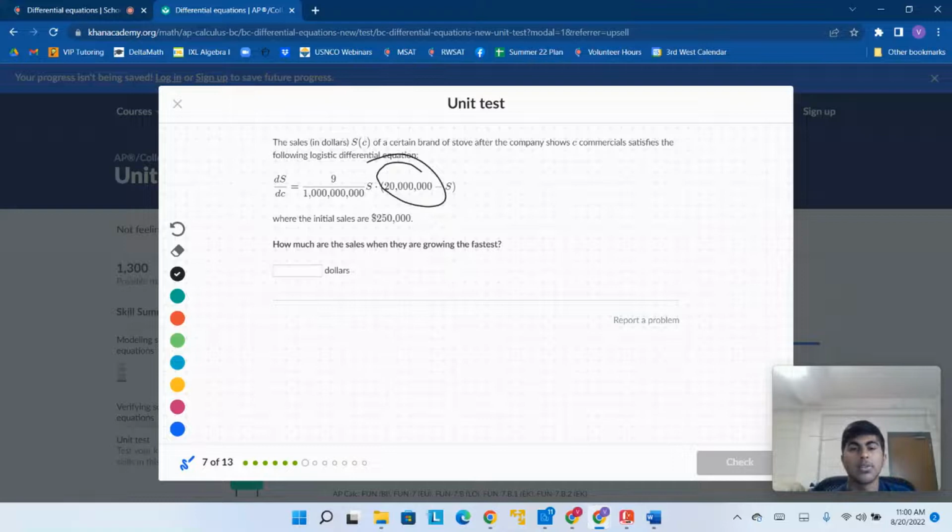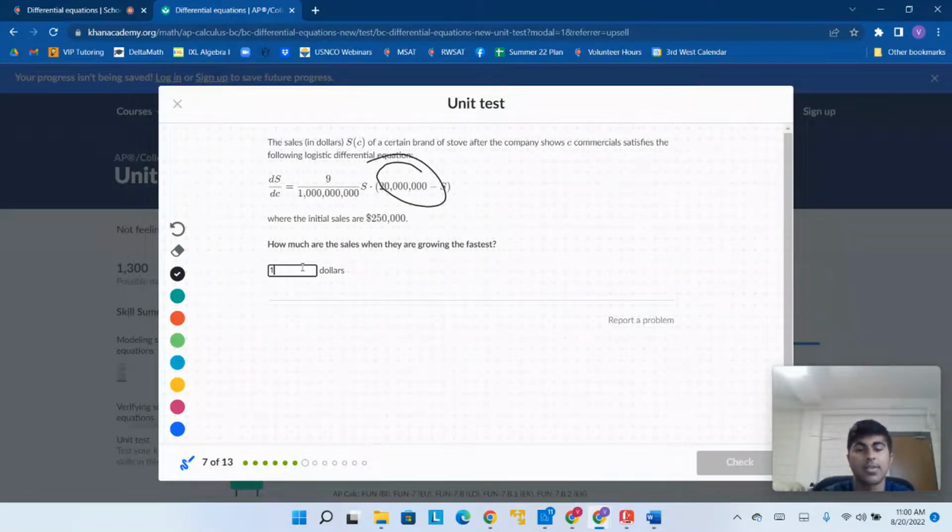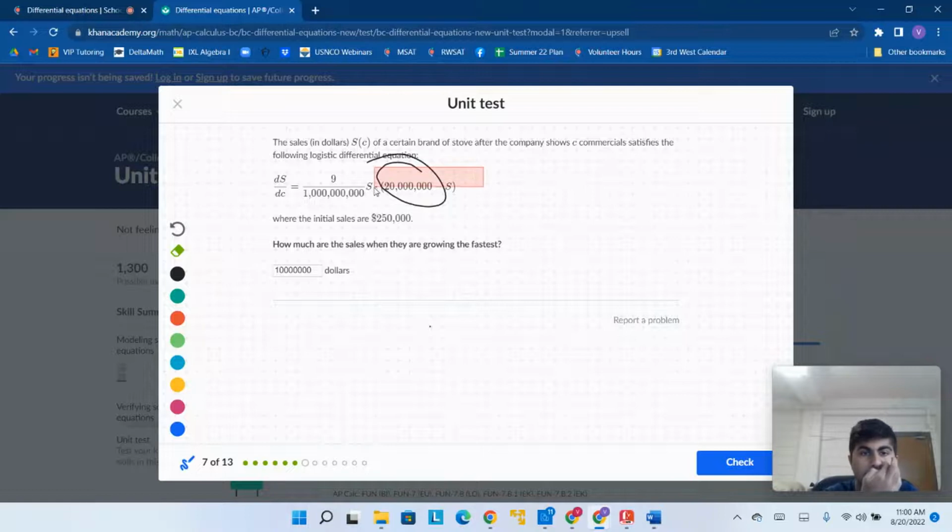And we know that the sales, when they're growing the fastest, are always going to be half of that, 10 million. If you're wondering why, think about the fact that this right here is just S times 20 million minus S. And that is maximized when S is half of that 20 million. You can test it out. You can test anything you want out, but that is how it works.